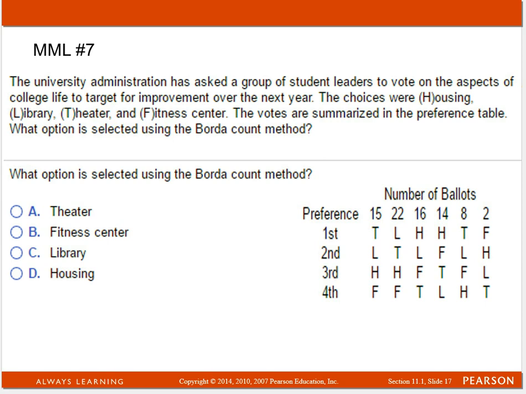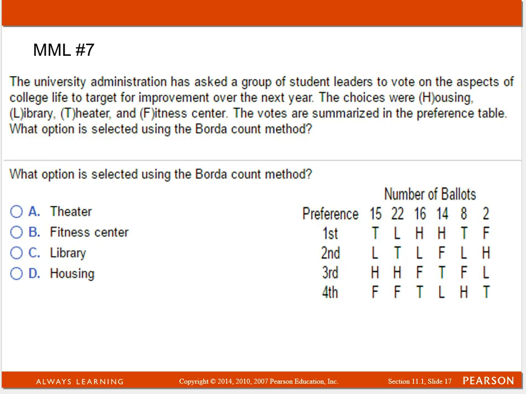All right. It's the same situation. You've got the university, and they're talking to the students. Hey, what do you want to improve next year? But this time, they're going to use the Borda count method. And with the Borda count method, you do need to know their preferences.